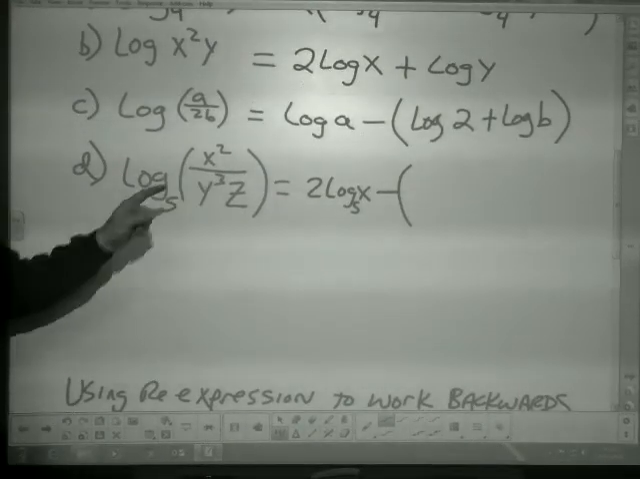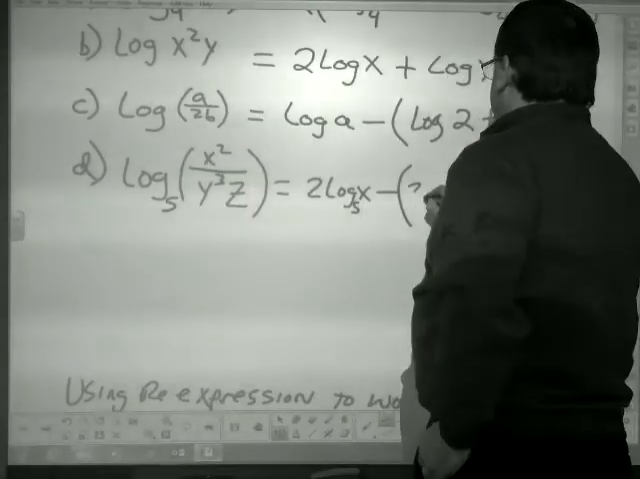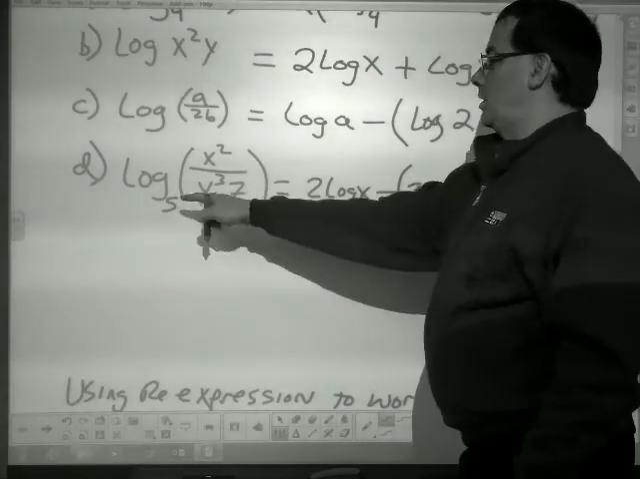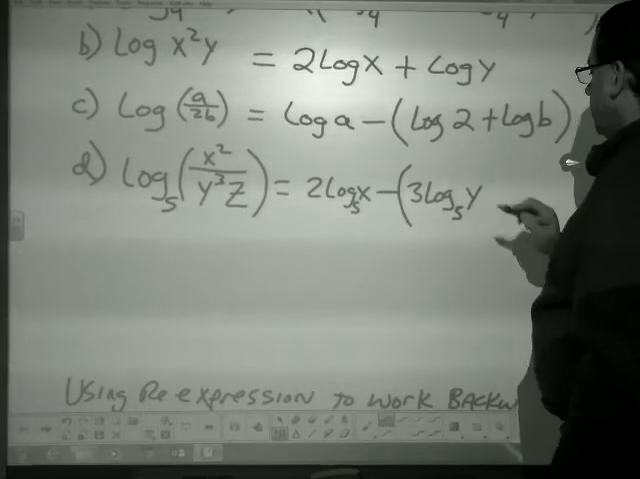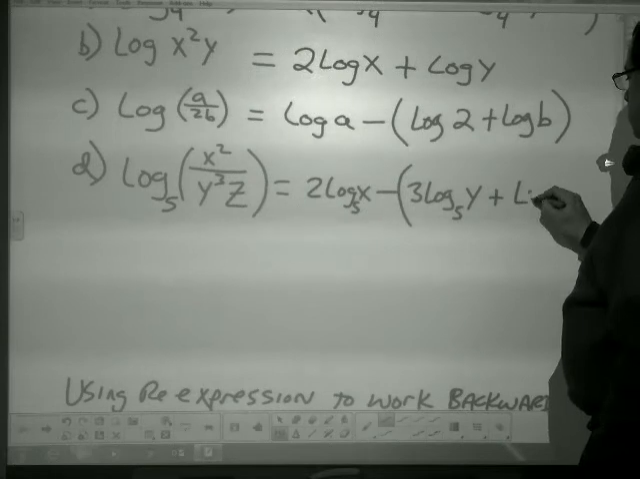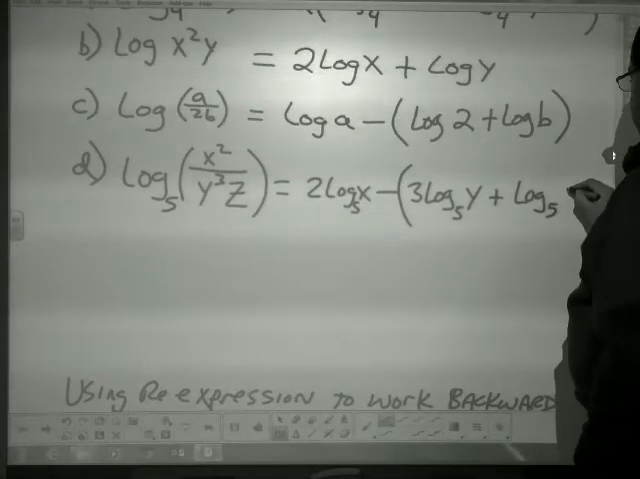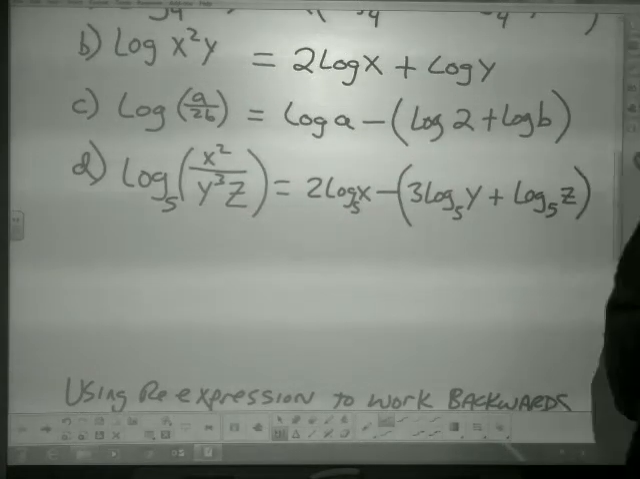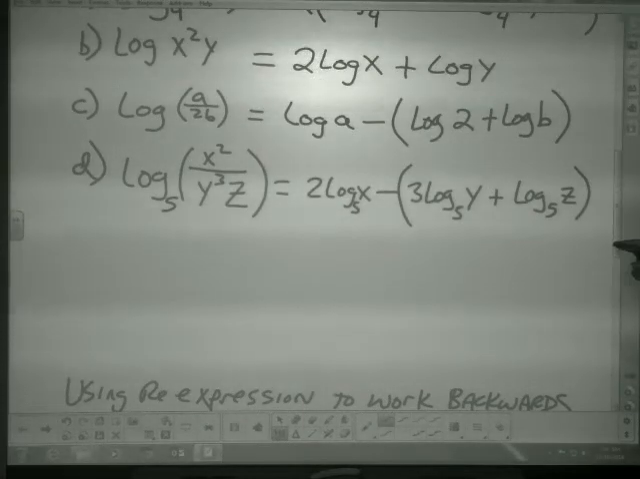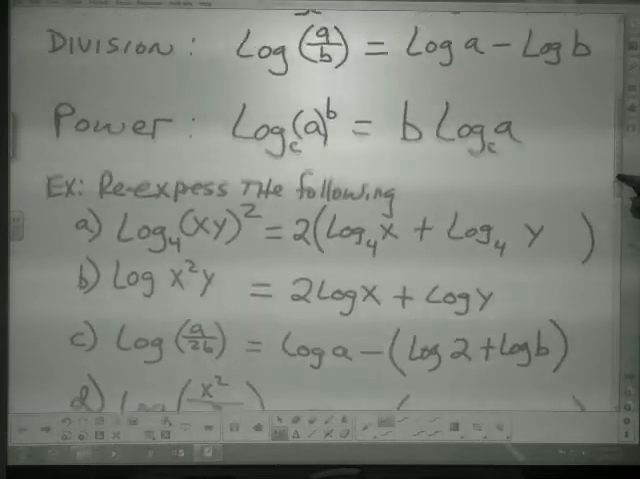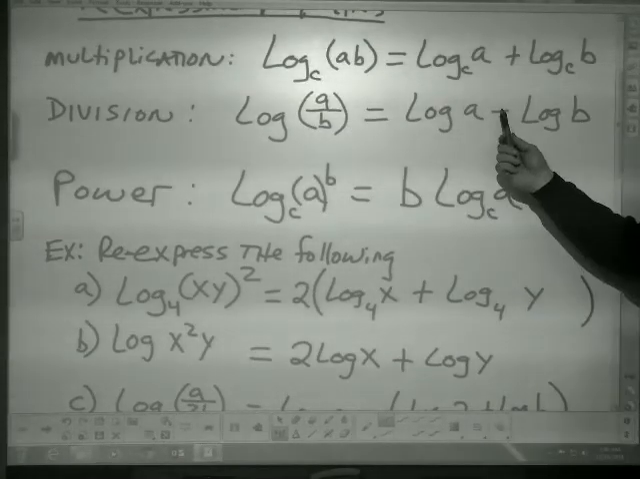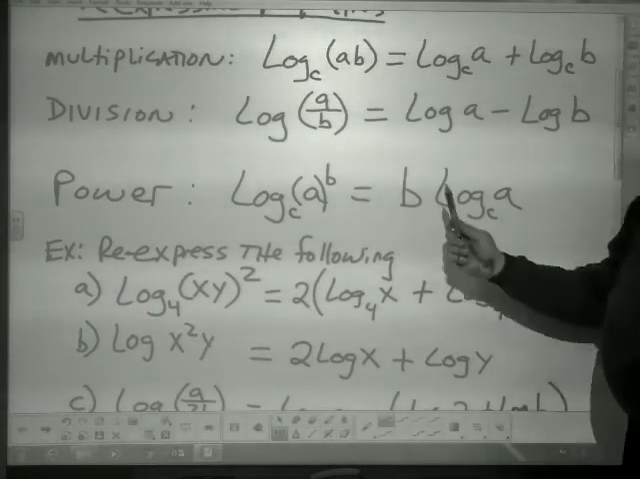3 comes out front, because that's a power. So 3 log base 5, got to keep the same base, of y, plus log base 5 of z. And so that's how that would be re-expressed. So again, multiplication turns to addition, division turns to subtraction, power turns to product.